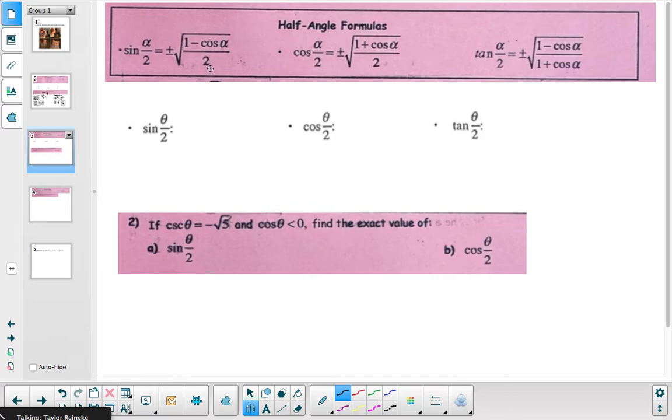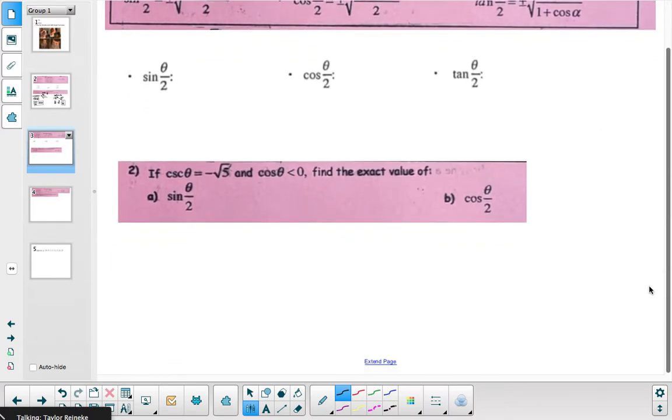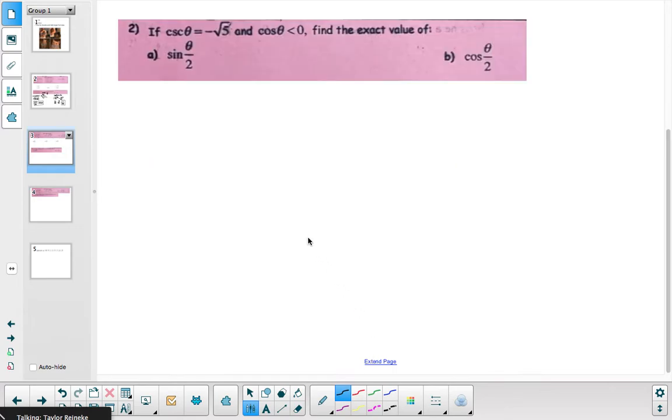Based off of that, pick positive or negative. Everything else is the same though. So there is a little extra step to these, not just plug it into the formula and you're done. It's also more complicated. You got a square root of a fraction, which is never fun, but we've been practicing that, so it should be manageable.